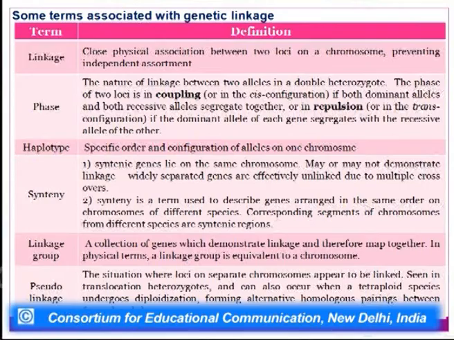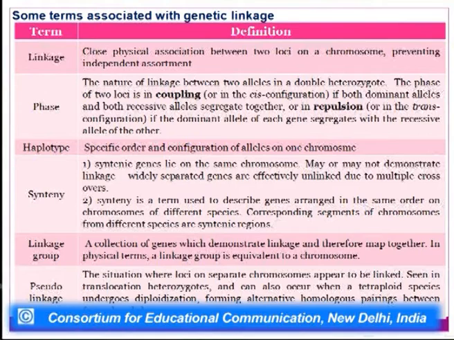The haplotype is the specific order and configuration of alleles on one chromosome. An important term is syntony. Syntenic genes lie on the same chromosome and they may or may not demonstrate linkage. And as I said, widely separated genes are effectively unlinked due to multiple crossovers in between. Syntony is also a term used to describe genes arranged in the same order on chromosomes of different species. The corresponding segments of chromosomes from different species that are syntenic in origin are said to be syntenic regions.